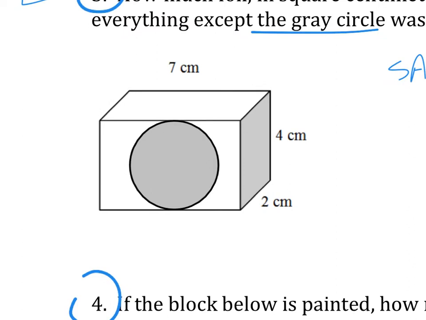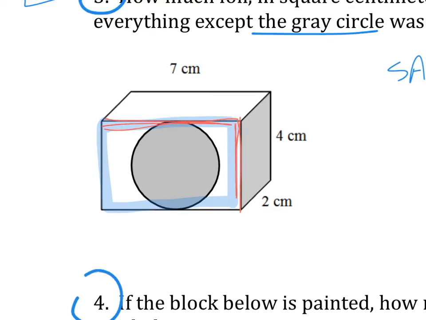So for a rectangular prism, the front and the back are the same. So the front and the back, if I highlight that, this is the front, right? For now, we'll just ignore that the circle's there. So for the front, that would be the rectangle made up by this side and this side, which is 7 by 4. Okay, 7 by 4.